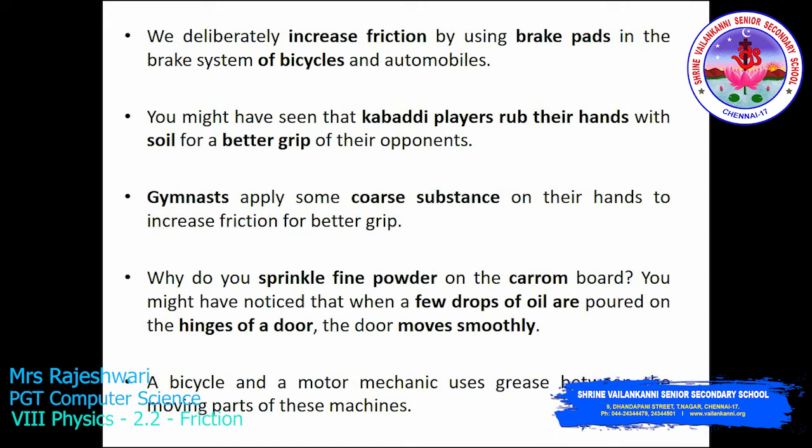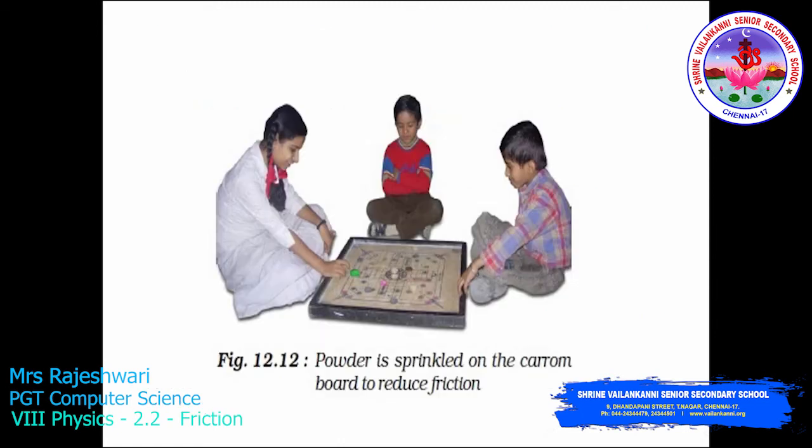And one more example you can consider, the hinges of a door. If it is moving very tight, we will pour a few drops of oil on the hinges of the door, so that the door moves very smoothly. Even in a bicycle or a motorbike, the mechanic used to grease between the moving parts of these machines. So why do they grease between the moving parts of these machines? To make the vehicles move very smoothly.